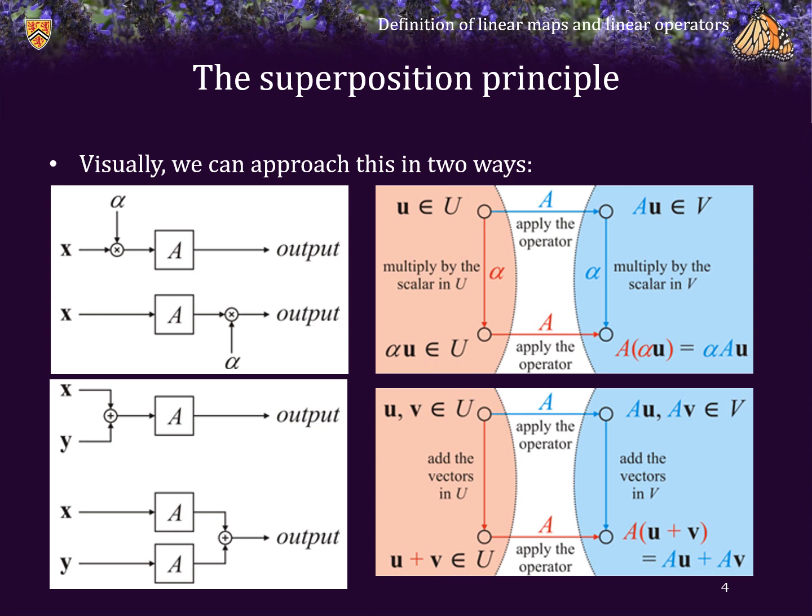So on the right-hand side, once again, given u and v as vectors in the vector space U, we can either immediately go into the vector space V by applying the linear map and then adding the results, or we can stay in U, add the two vectors together, and then apply the linear map to that sum. These must always be the same.